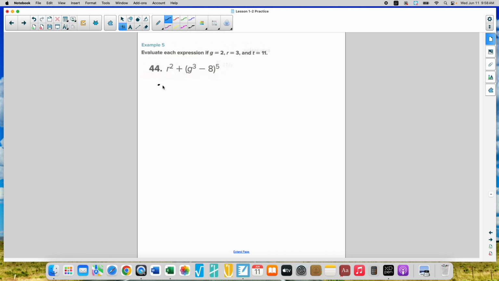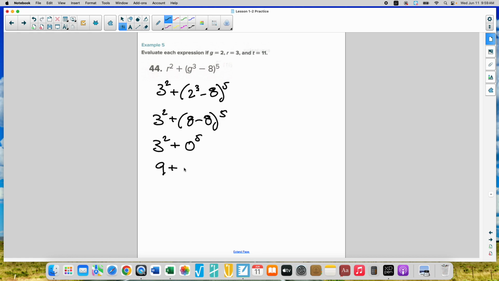R squared, which is 3 squared, plus G cubed, 2 cubed, minus 8 to the 5th power. So we're going to do inside the parentheses. We have exponents and subtraction, so we do the exponent first. 2 cubed is 8. 8 minus 8 is 0. Now we have 2 exponents. We're going to do left to right. So 3 squared is 9. 0 to the 5th is 0. So my answer is 9.